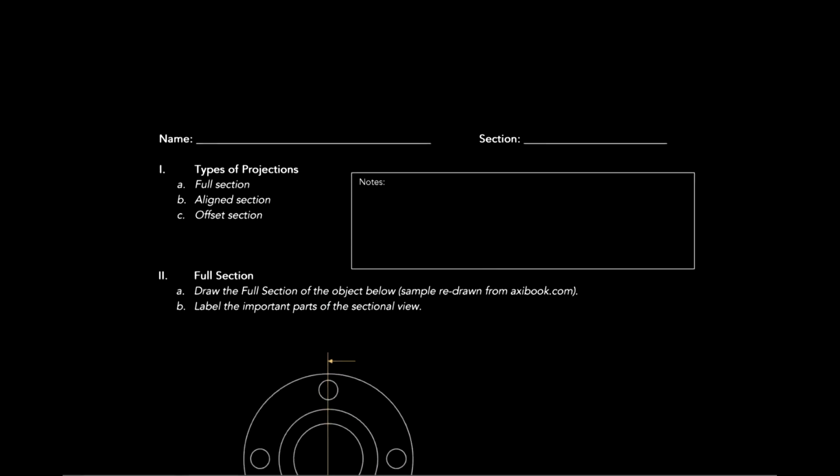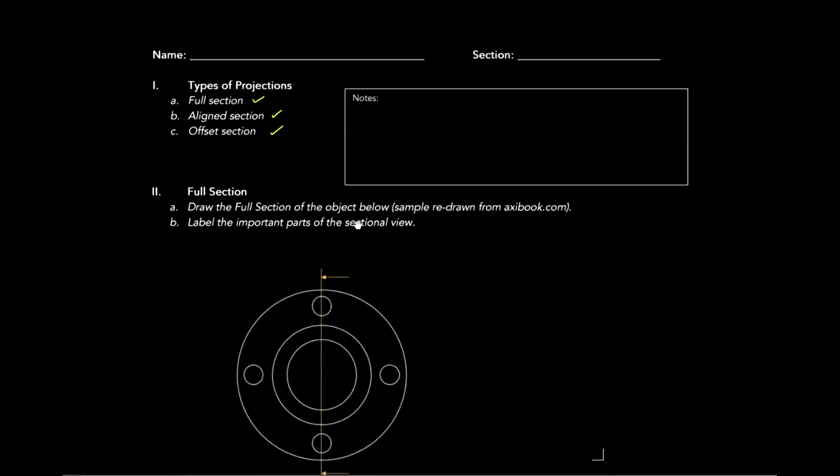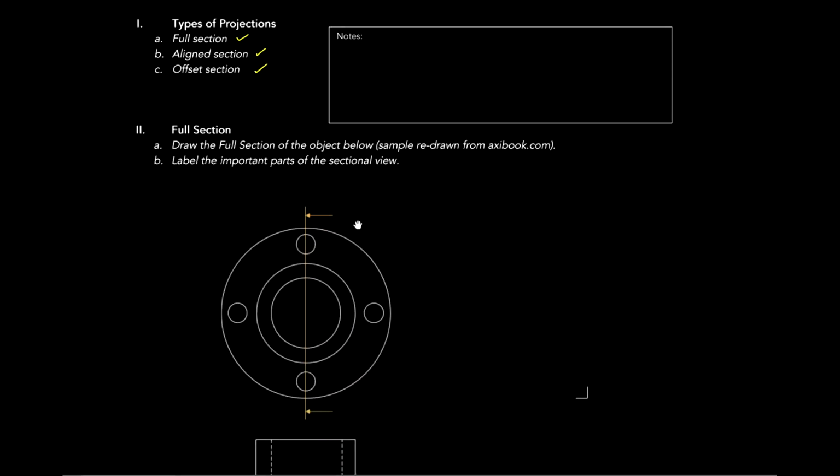Let's first recap the different types of sectional views. We have three types: the full section, the aligned section, and the offset section. A full section is when your cutting plane, let's say this is the AA cutting plane, cuts through across the entire section of your body.